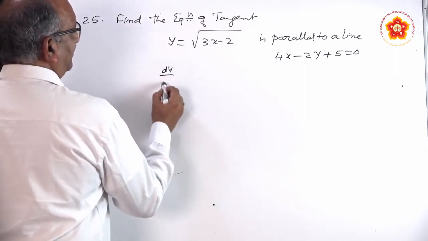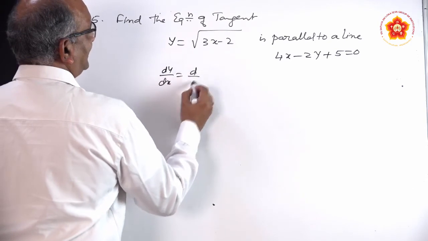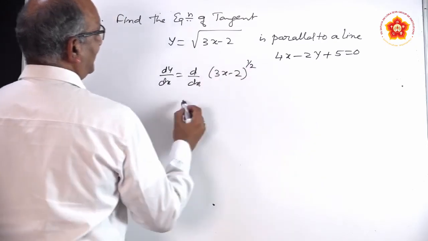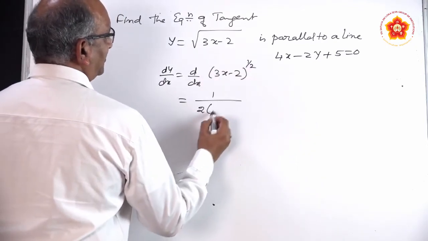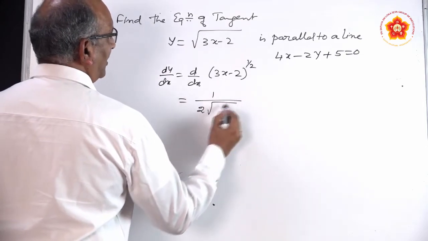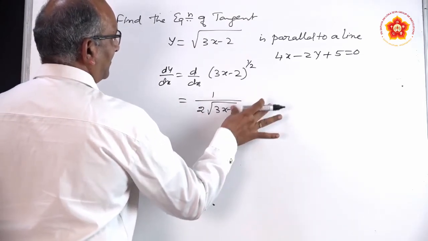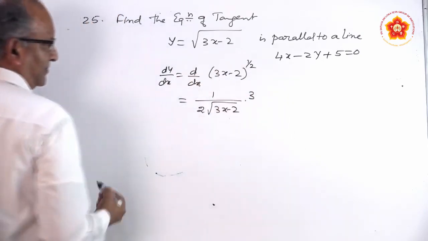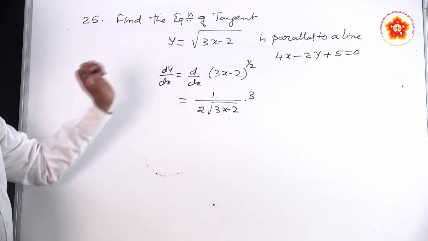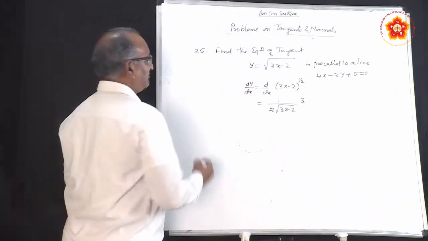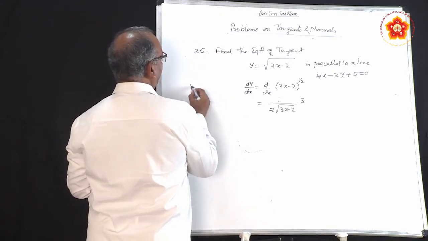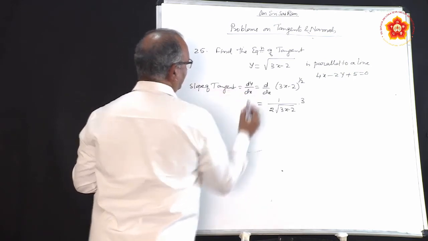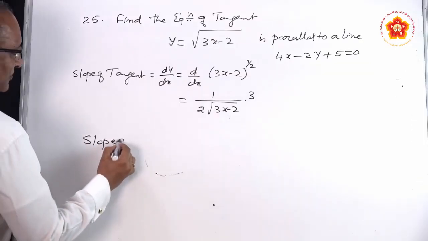By finding out derivative. So, what is derivative of this? It is d dx of (3x minus 2) to the power half. In other terms, 1 upon 2 into square root of 3x minus 2, into derivative of 3x minus 2 will be 3. This is the slope of the tangent, and slope of the line is this, you can call it slope of tangent. Now write what is the slope of given line.